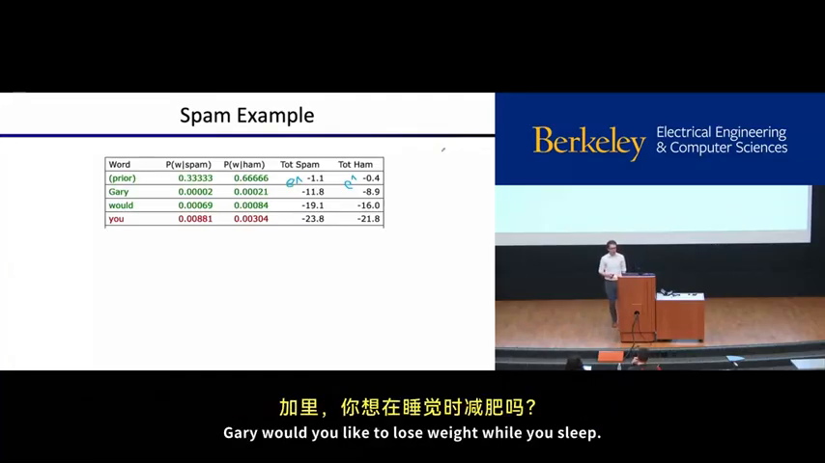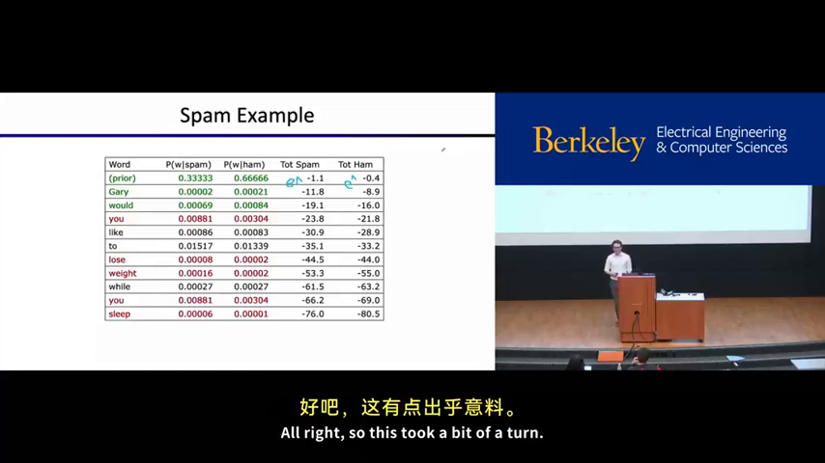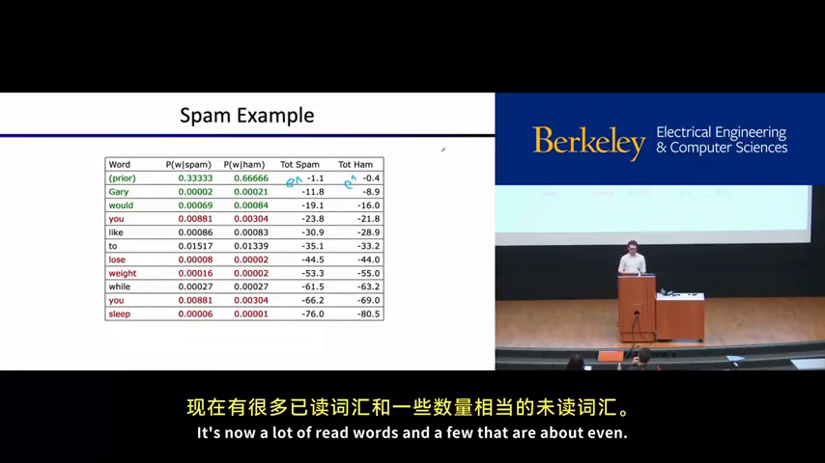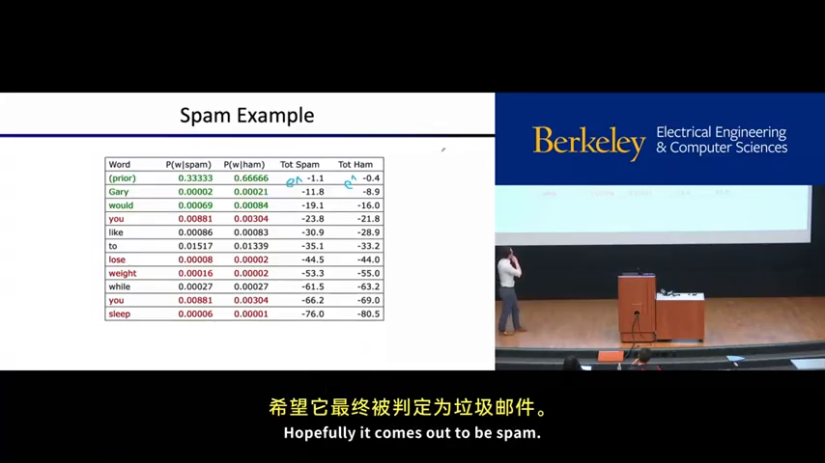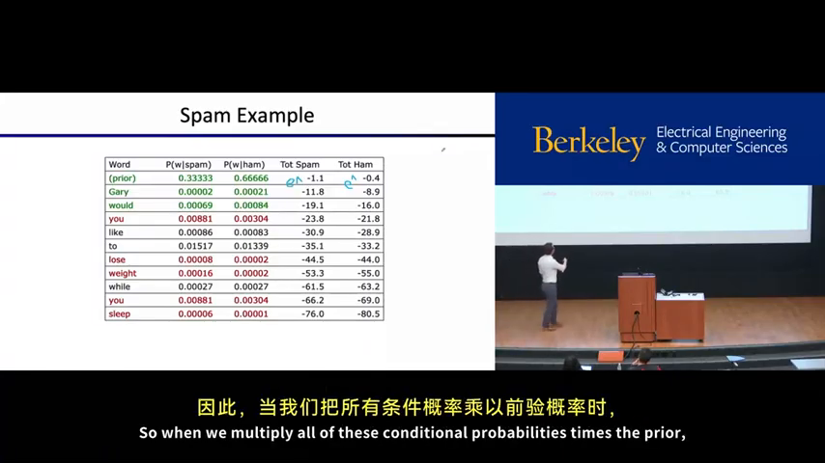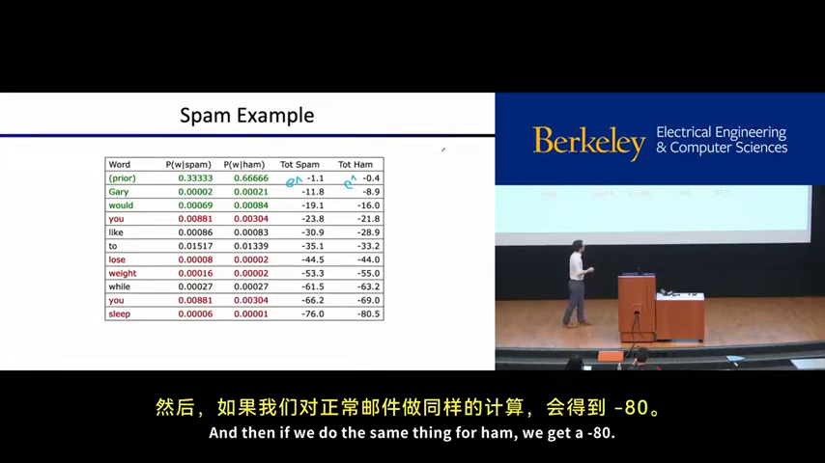Gary, would you like to lose weight while you sleep? All right, so this took a bit of a turn. It's now a lot of red words and a few that are about even. This is probably spam. Hopefully it comes out to be spam. So when we multiply all these conditional probabilities times the prior, the final number, if we take the log of it, is minus 76. And if we do the same thing for ham, we get a minus 80.